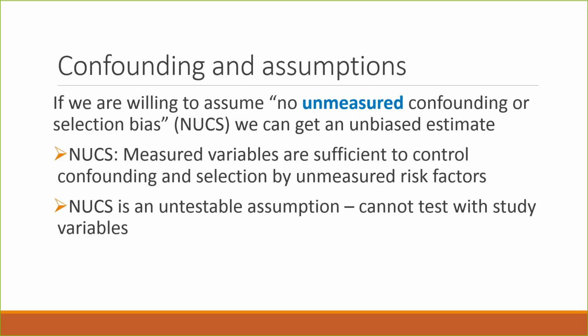What does no unmeasured confounding mean? We can give a verbal definition. We'll also understand this assumption graphically using causal DAGs. But verbally, we can state this as the assumption that the measured variables in the HIV-CAUSAL data set are sufficient to control confounding and selection by unmeasured risk factors, in this case for mortality. This is an untestable assumption because it's an assumption about the relationship between measured and unmeasured variables. Since we haven't measured these unmeasured variables, we can't do a statistical test of whether this holds. It has to be based on subject matter knowledge.